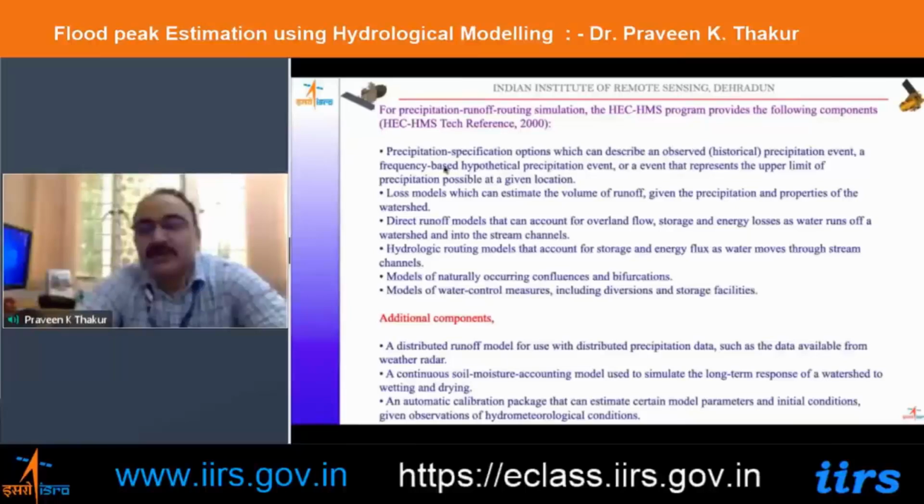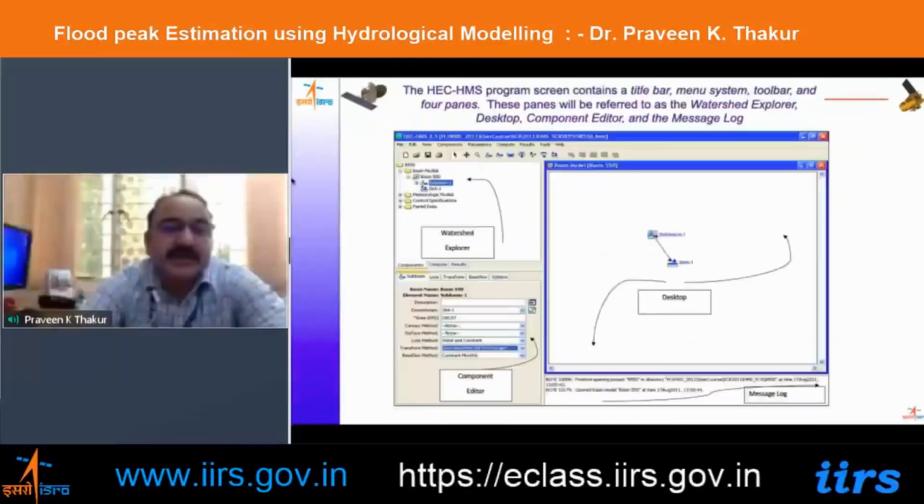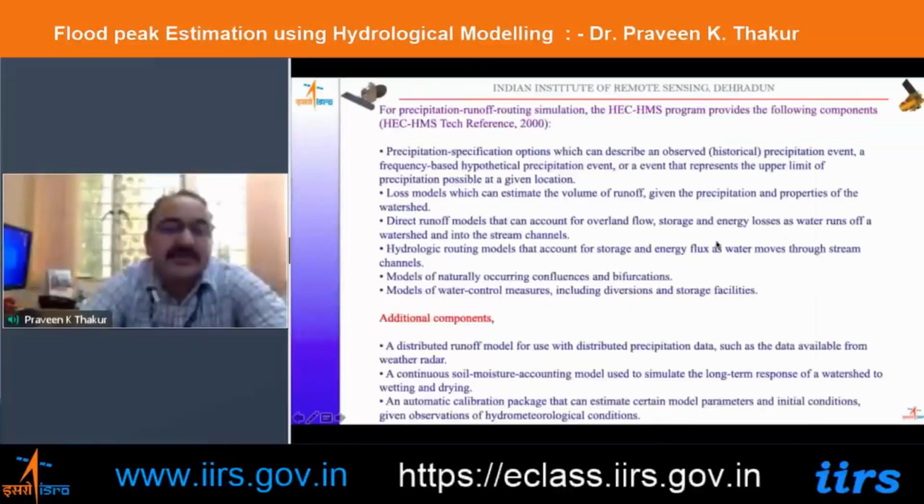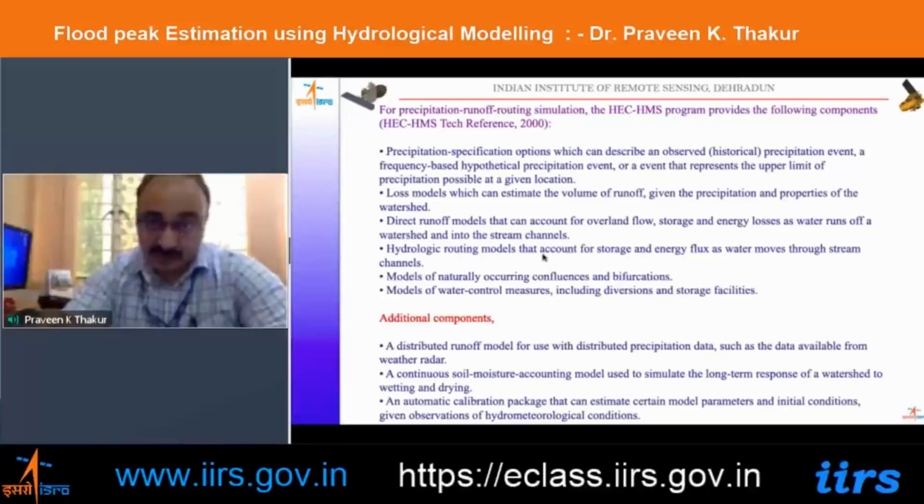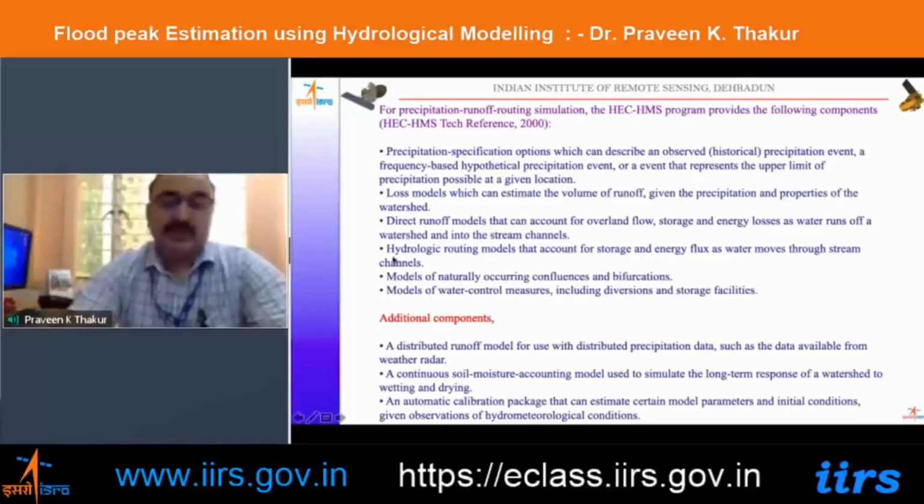Then once we have the effective precipitation, we have the direct runoff model, which shows how that effective precipitation is generating the water flow, and how much is reaching the outlet of the sub watershed. Once it reaches the main river system, it has to be transported from upstream to downstream. Then we use the hydrologic routing method. Then you can have the various confluences, bifurcations, or water control measures, which can also be added.